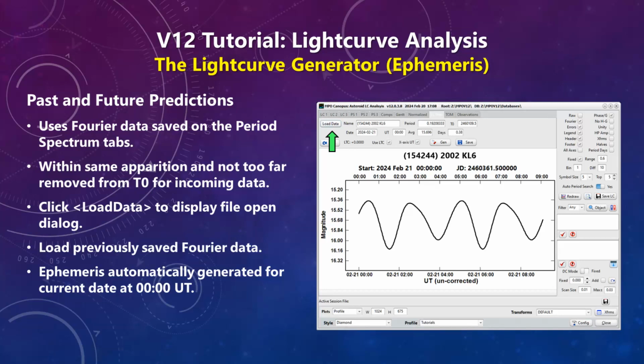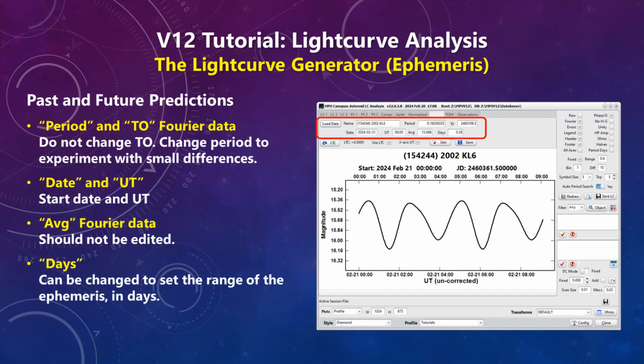First, enter the starting UT date and time in their fields. Click the Load Data button to display a File Open dialog. Locate the Fourier data file, and click the Open button on the dialog. The program automatically fills the remaining fields using the data from the file, and generates a curve for about 2 full cycles after the start date and time.